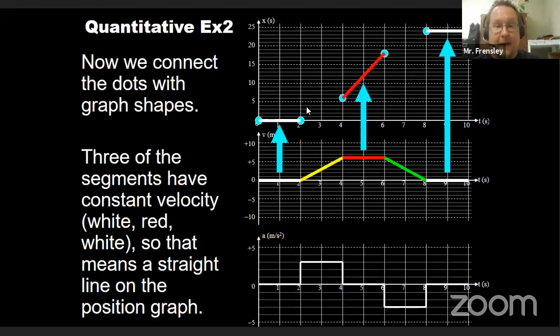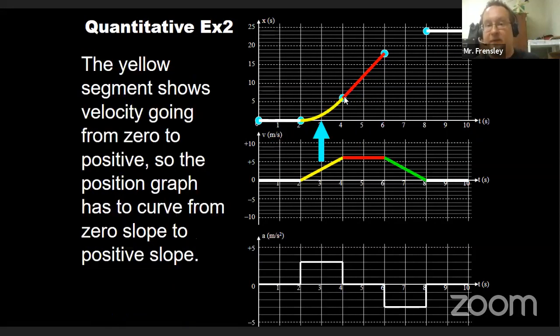And then let's put it together with the shapes. If you have a constant velocity, then you have a straight line for your position graph. If you have an increasing velocity, then your slope is increasing on position. If your velocity is decreasing to 0, then your slope is decreasing to 0 on position.